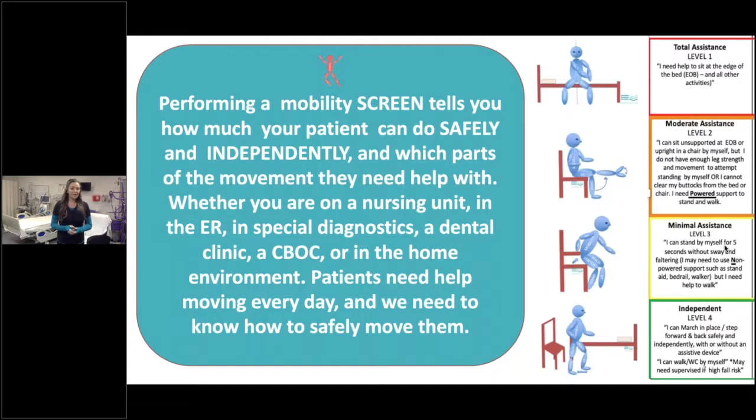A level 2 patient requires moderate assistance. This is a patient who is able to sit up over the side of the bed by themselves. They may use the bed rail, they may use the head of the bed to help them get there. But the key is they can sit up at the edge of the bed safely and independently without you as the caregiver having to touch them or assist them in any way.